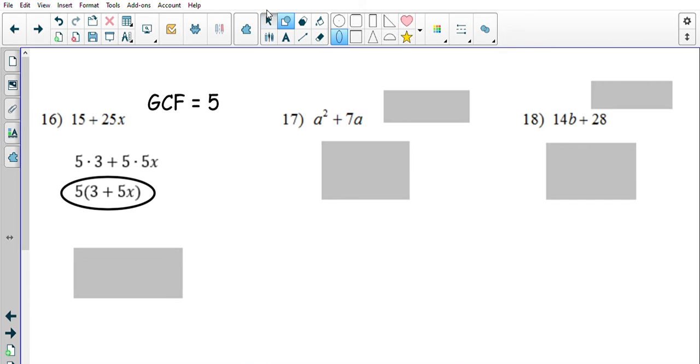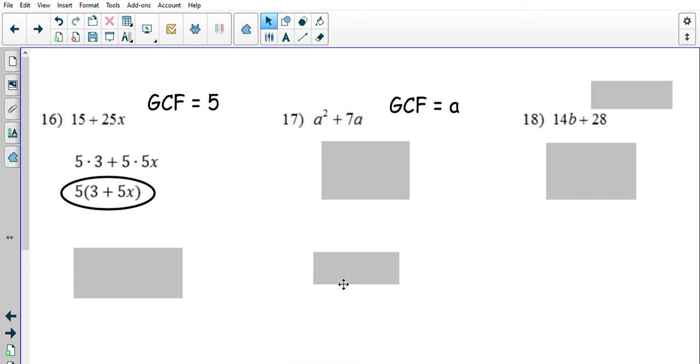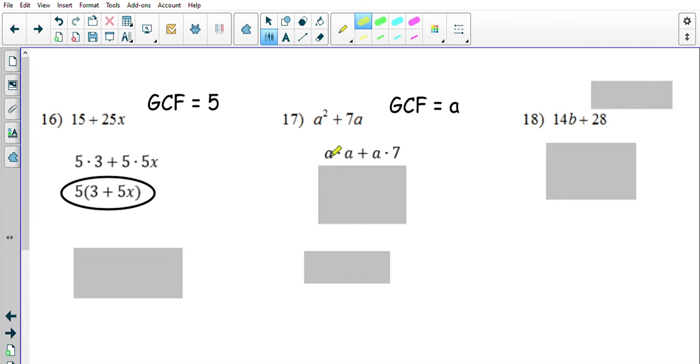Number 17, we have two monomials, a to the second power and 7a. They do have a common factor of a because I can take an a from each of those. So I'm going to rewrite this as a times a for a to the second power and a times 7 for 7a. So again, you're going to see that GCF showing up in each of these.